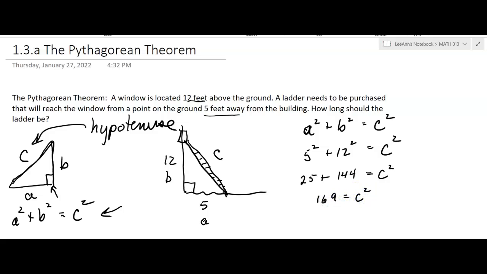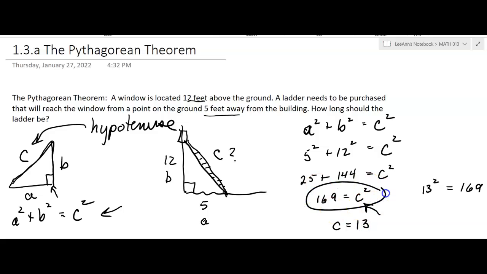But remember, we're trying to figure out how long this ladder is. That's what we're trying to figure out. So what we need to know is a number that if we squared it, it would be 169. So you can think of numbers all day. What would it be? It turns out to be 13. If you take 13 and multiply it by itself, you get 169. So the answer here is C equals 13.